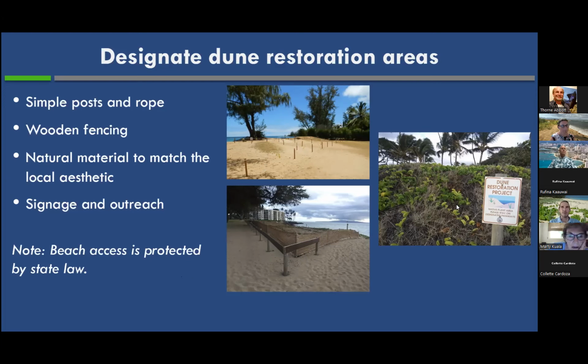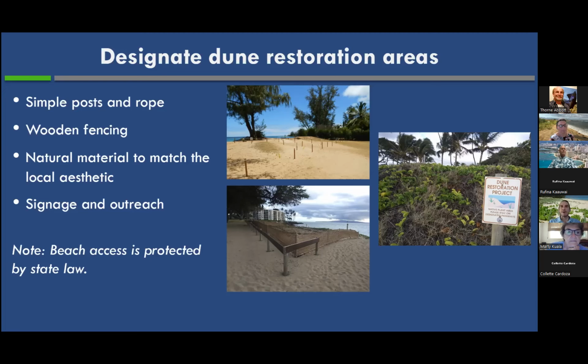And it's really important to put signage up because we don't want to give the perception that we're limiting any sort of beach access. So in the state of Hawaii, access to the beach is protected by state law. And so we want to make sure that dune restoration should never give the impression that it's impeding access. So that's why we designate those pathways and really enhance the access in many cases.